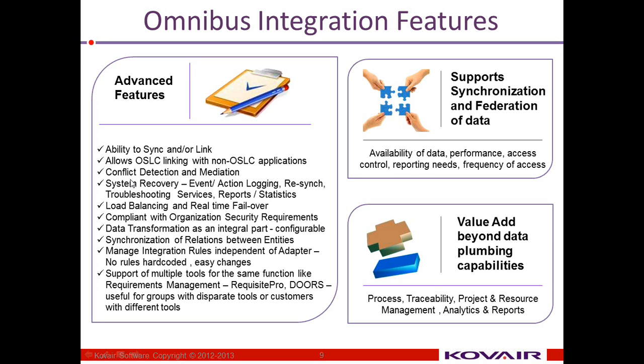Other advanced features like conflict detection and mediation are there. System recovery, so reliability mechanisms are there to push actions into other tools which had not gone through successfully earlier. Then it can be set up with load balancing and failover. It is compliant with organization security requirements. Data transformations are very powerful in Omnibus. Synchronization of relations between entities is also one of the unique features.